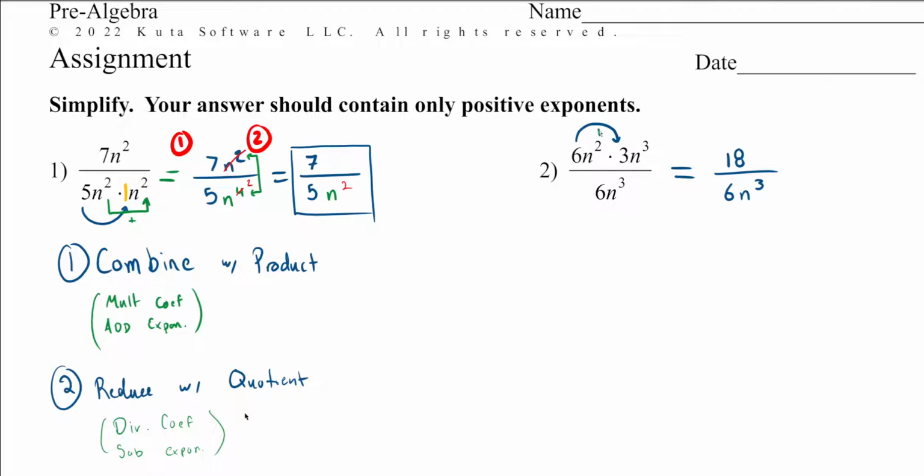And then I'm going to add 2 plus 3, which is 5. So I get 18n to the 5th over 6n cubed. That's the first step out of the way. Now I'm going to do some division.